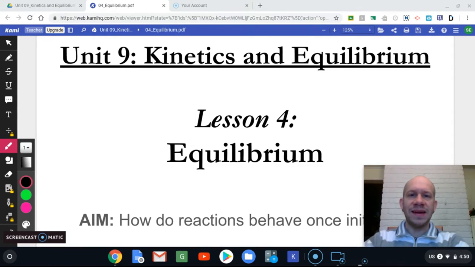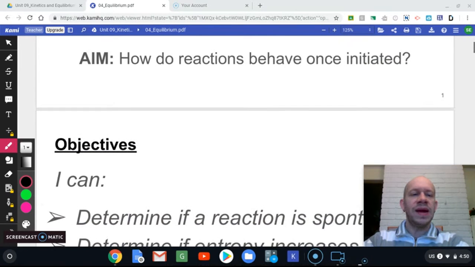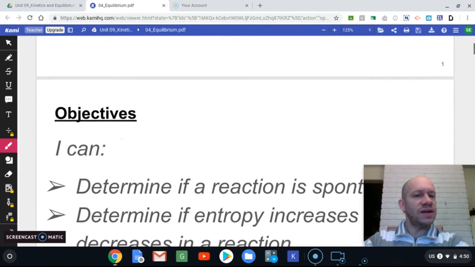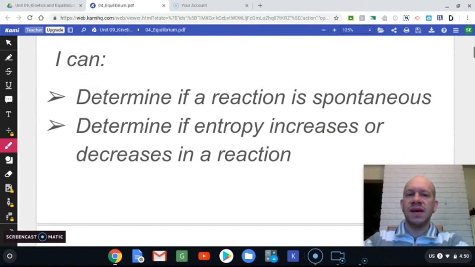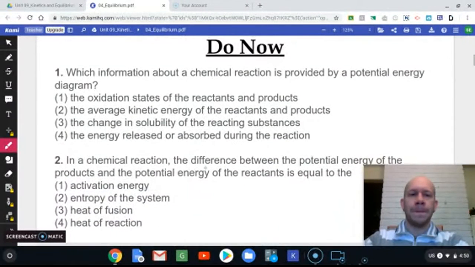This is Unit 9, Kinetics and Equilibrium. Lesson 4, Equilibrium. How do reactions behave once initiated? The objectives of this lesson: I can determine if a reaction is spontaneous, and I can determine if the entropy increases or decreases in a reaction. So, do now.